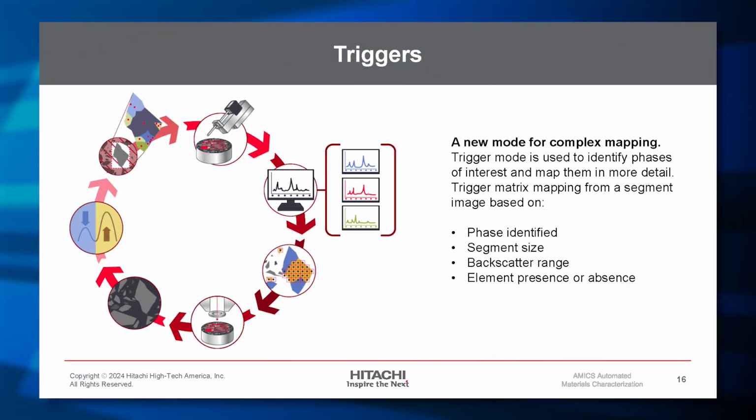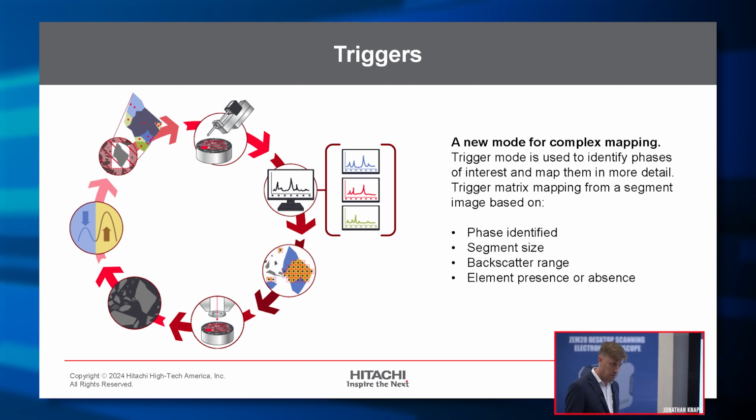So triggers: you start with segmentation mode, and then you can place a grid of points inside each segment if it meets specific criteria. You can also just do it to all of them, but the criteria that we have right now implemented are what phase has been identified. So you can say, every time you get zircon, I want you to put a grid, because I'm looking for zonation in my zircons. You could say segment size. If my segment is more than 20 microns, I'm a little worried about that, so I want to put a grid inside that segment. You can also say if it meets a certain backscatter range.